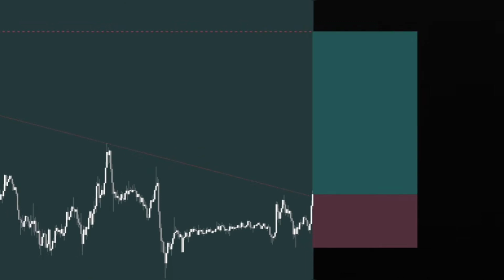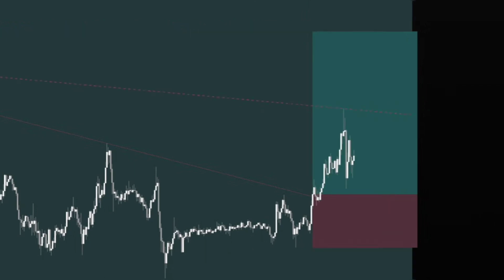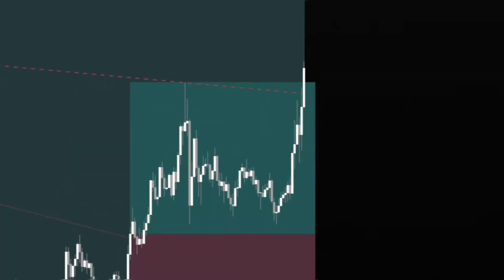Now, here's something to keep in mind. Since we're using higher time frame levels, those trend lines can actually update while the trade is still open. If a key level shifts mid-trade, we want to exit as soon as that updated level is reached. This keeps the setup dynamic and ensures we're constantly adapting to current market conditions, rather than trading outdated signals.